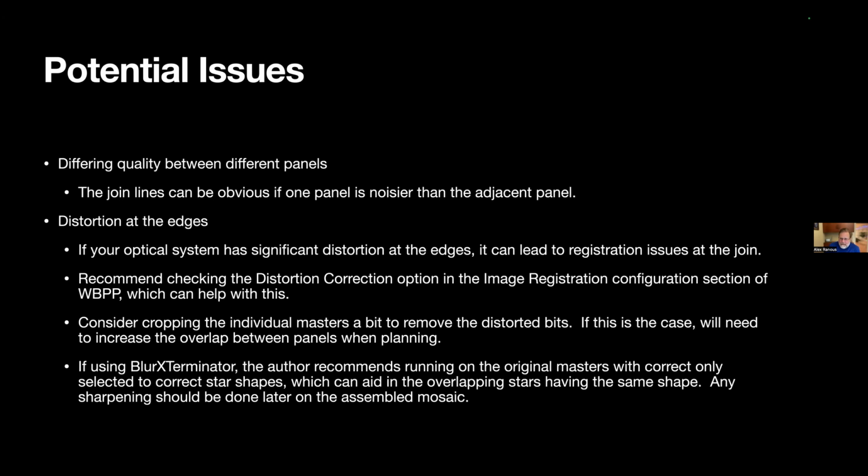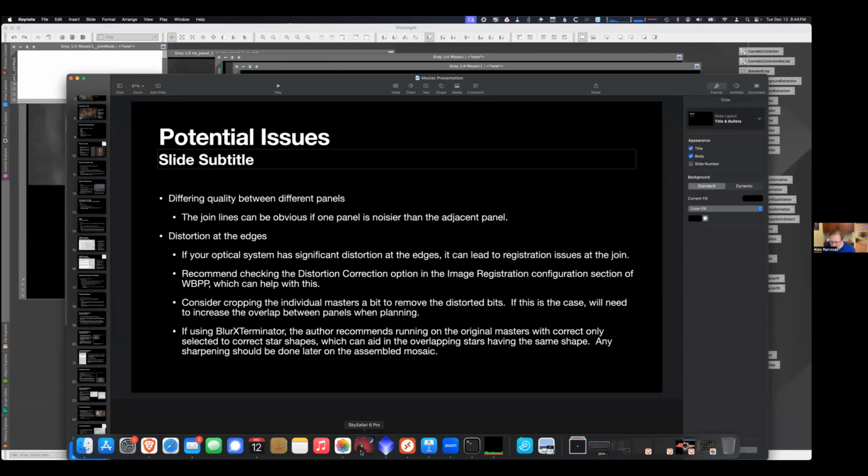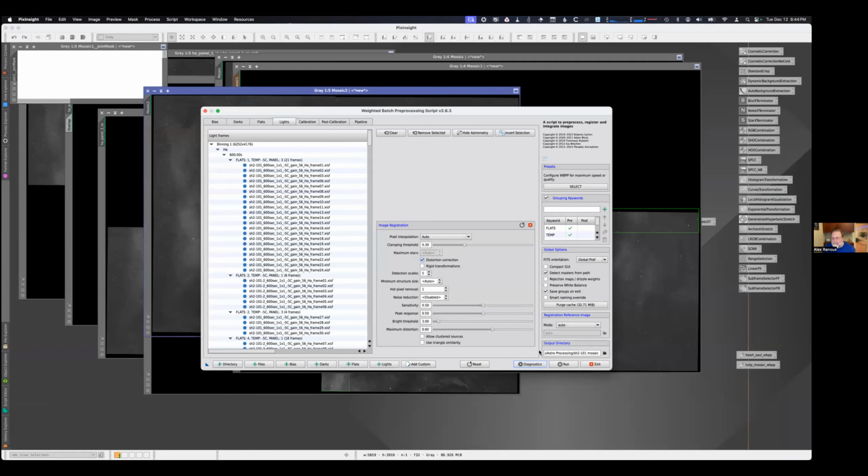One other little tidbit I can give you, if you use Blur Exterminator: I was wondering whether to use it on the individual panels before you join them or after the fact. So I checked with Russ Croman on that, and his suggestion, especially if you have some issues with your corner stars, is to run Blur Exterminator on the individual panels, but with only the, here, let me just show you, the correction only option selected.